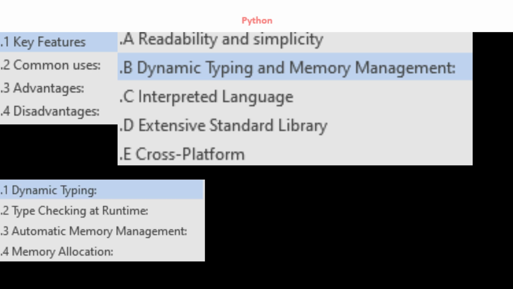Dynamic typing. No need for explicit type declarations. Variables in Python do not require explicit type declarations. The type is determined at runtime based on the assigned value. Example: x = 10 followed by x = "Hello" is valid in Python, with x dynamically changing its type from an integer to a string.